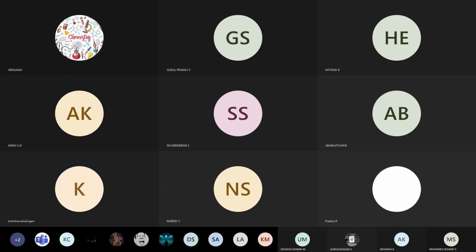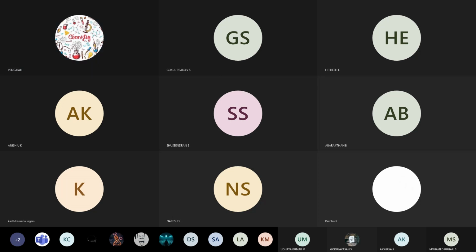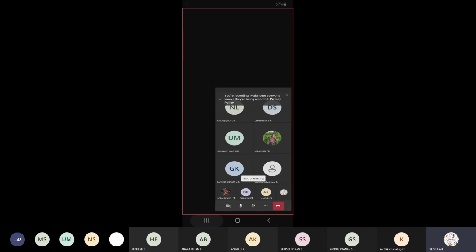Topic: naming of organic compounds. How can we give the name of an organic compound? We have some rules. Yesterday we discussed some rules, so once again I will revise those rules before I go to the next topic.